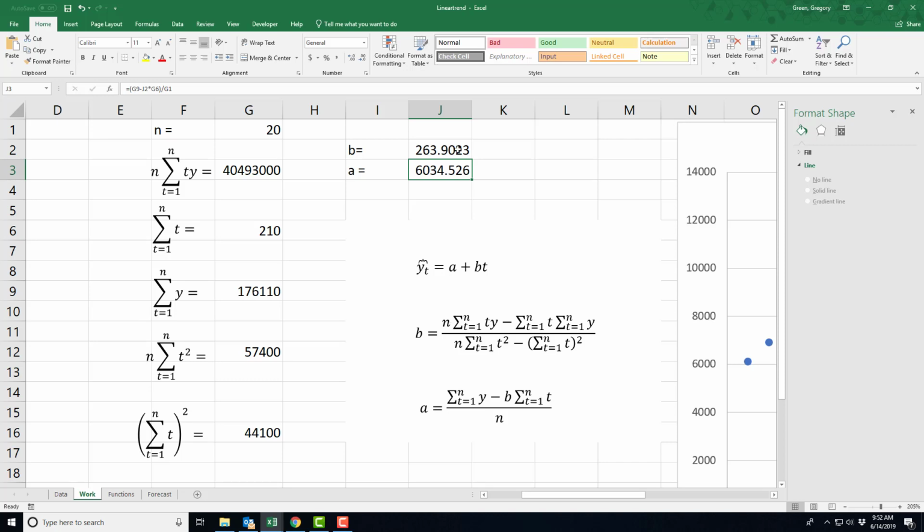Now, I have to do B first, because in order for me to get A done, I need to have B. I need the sum of the y's. So the sum of the y's is here in G9, minus B times the sum of the t's. So there's B, what we already calculated, times the sum of t's, which is up here in G6. And then, once I've done that work, notice the parentheses, I'm going to divide by the number of observations.